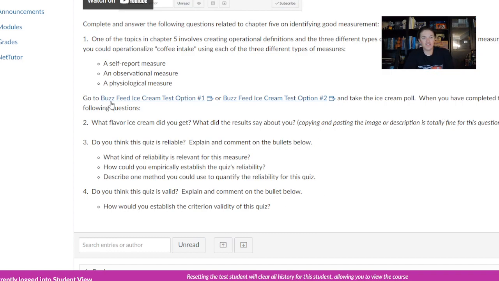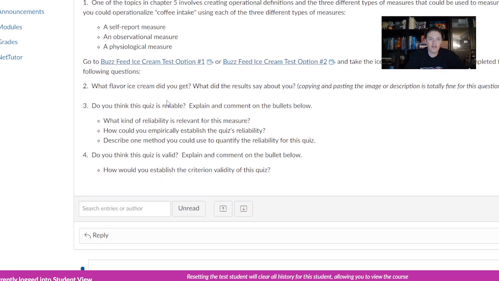Next, what you'll do is you'll go to BuzzFeed and you'll take this little ice cream test. Here's a second option if for some reason the first link doesn't work. You're going to take the little poll on ice cream. And once you've completed it and you have your results, you're going to answer the following questions. What flavor of ice cream did you get? What did the results say about you? And you're welcome to copy and paste the image and description for this part. That's totally fine.